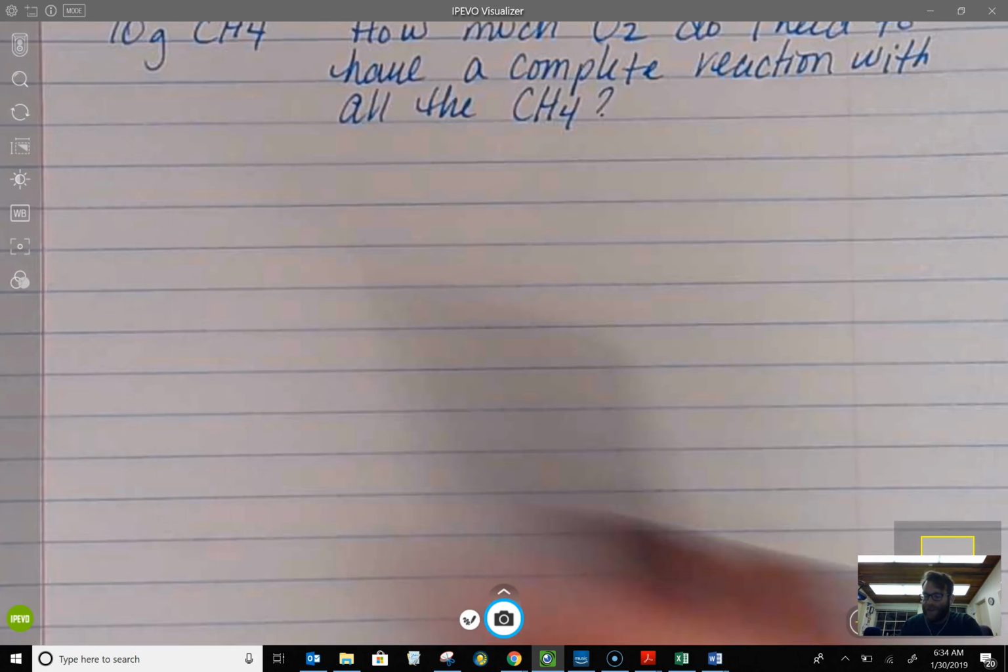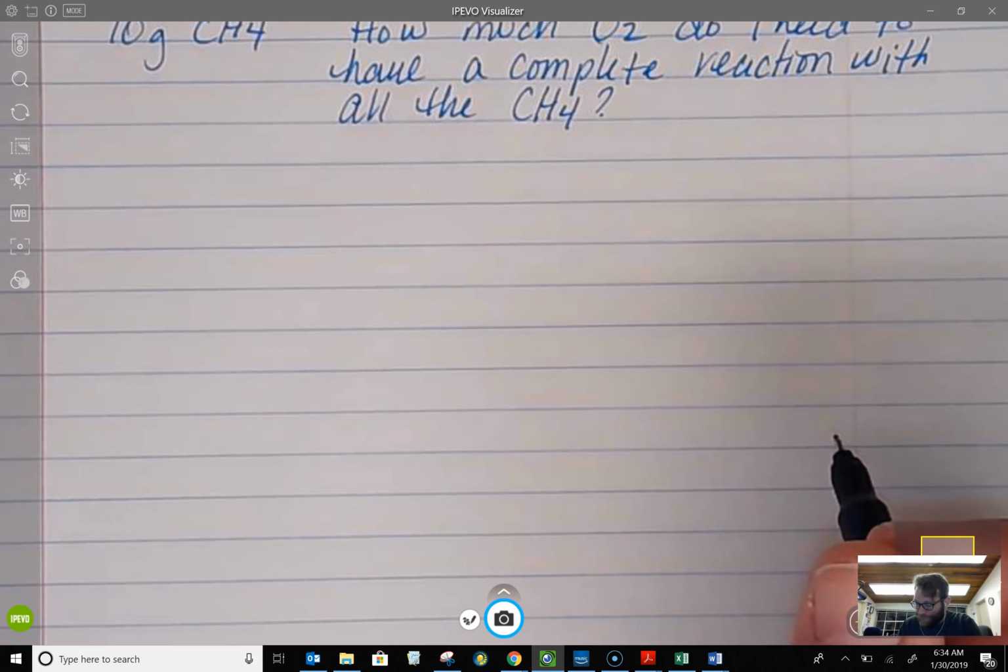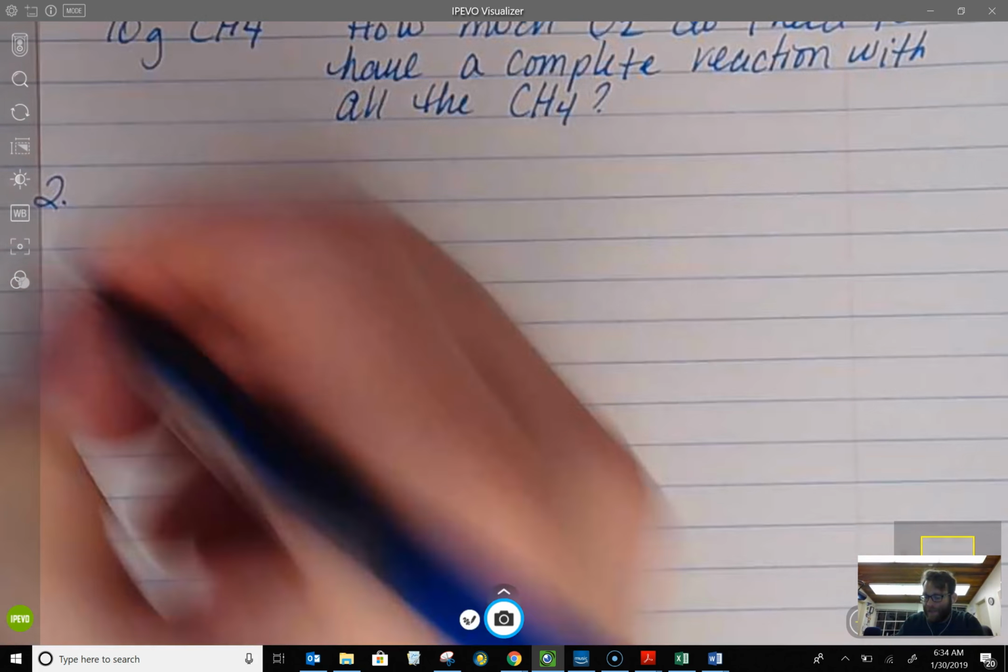Okay, so to do this, the first thing that I need to do is figure out my molar masses.